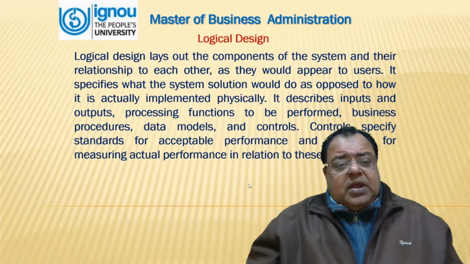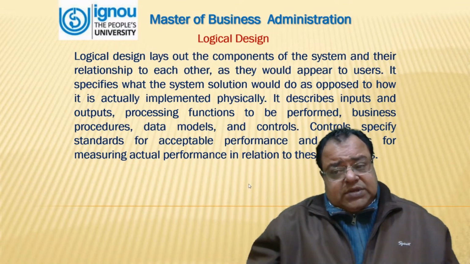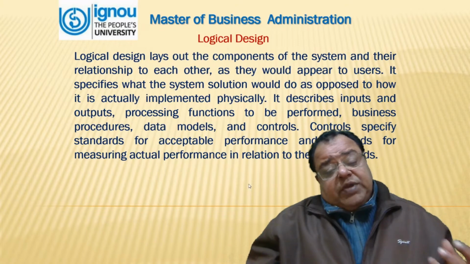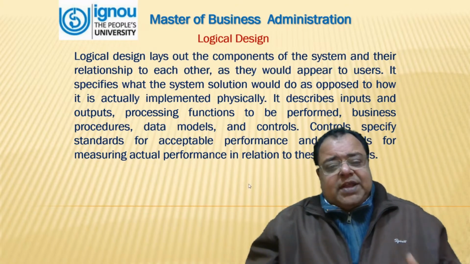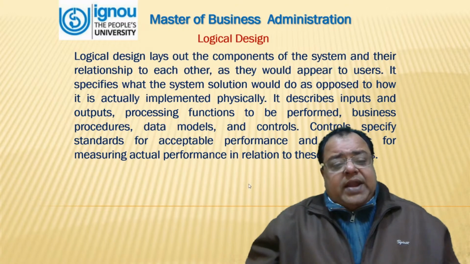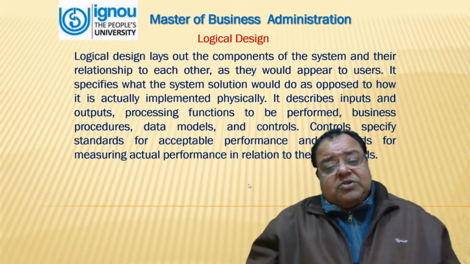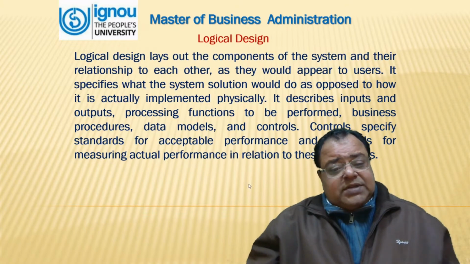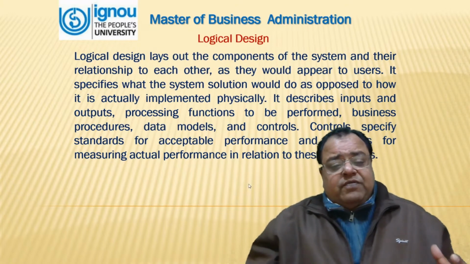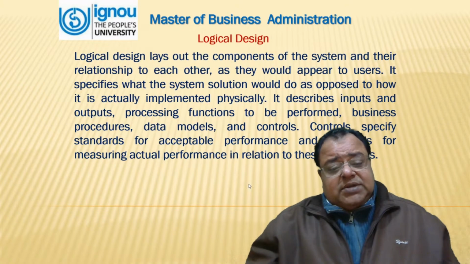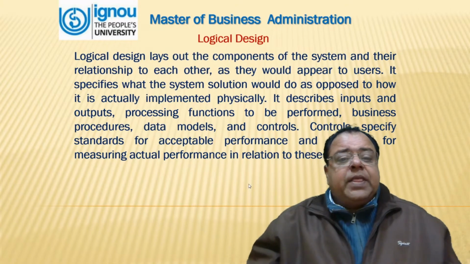Logical design. Logical design lays out the components of the system and their relationship to each other as they would appear to users. It specifies what the system solution would do as opposed to how it is actually implemented physically. It describes inputs and outputs, processing functions to be performed, business procedures, data models, and controls. Control specifies standards of acceptance, performance, and methods for measuring actual performance in relation to these standards.